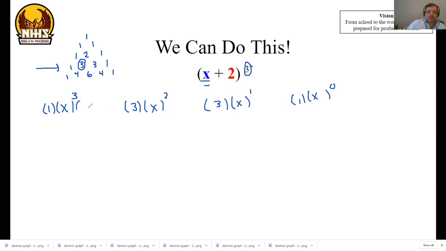Now I go to my second term, second term, second term, second term, and second term. And all I do is put the 2 in there: 2, 2, 2, and 2. And now I go backwards. So instead of 3, I start with 0: 0, 1, 2, and 3. Okay. So now I put a plus.